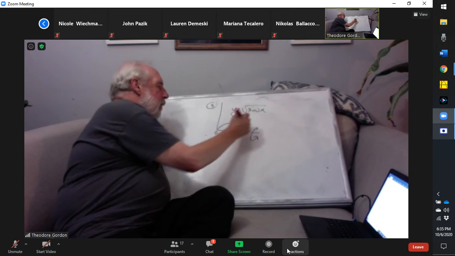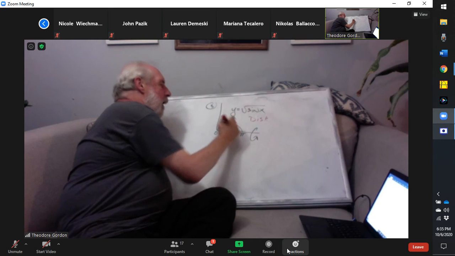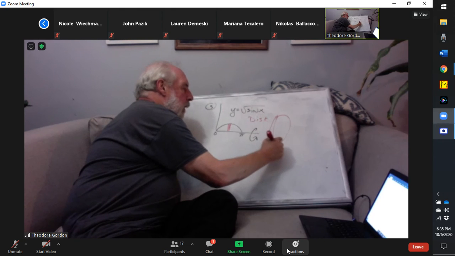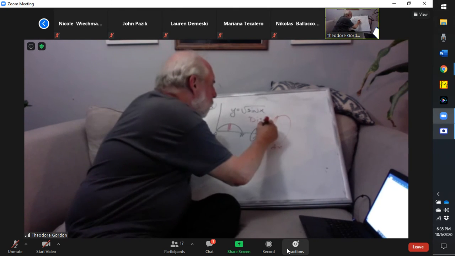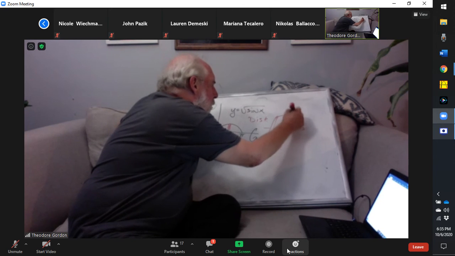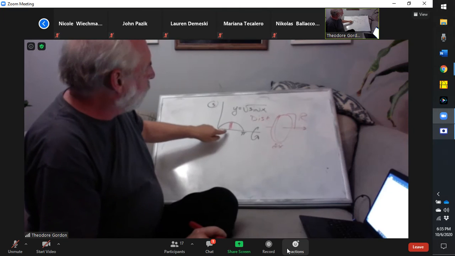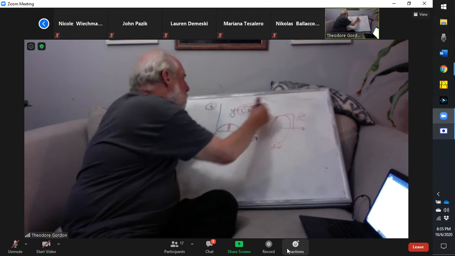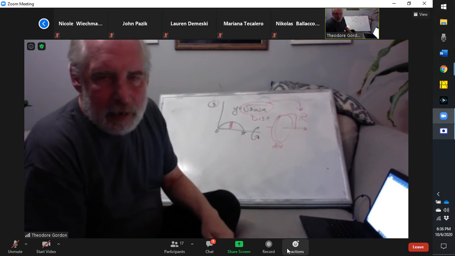So since we're using disk, our rectangles look like that. They spin around, make a disk. We're working dx because the rectangle is vertical. And all we have is a radius. So in this case, the radius is from the x-axis to the function. So the function is the radius on this problem.